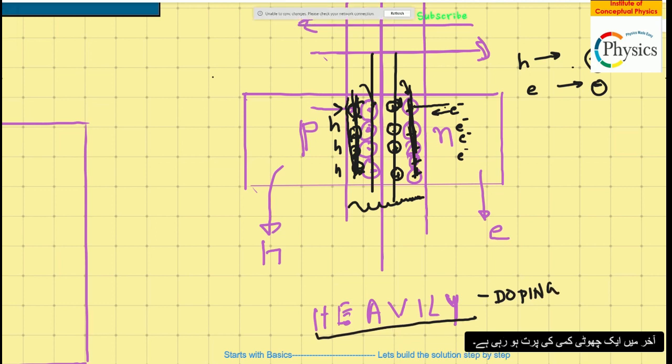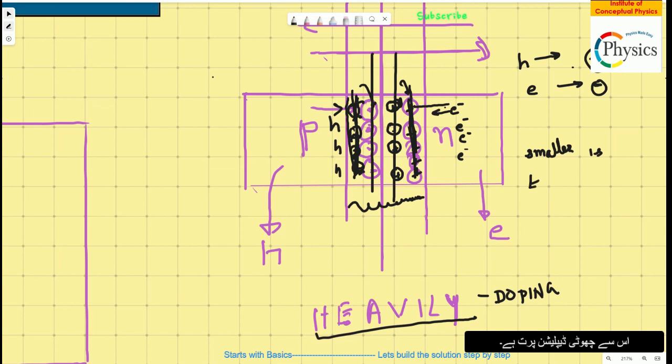So if you have a p-n junction diode being created with heavy doping, what you end up getting is a smaller depletion layer, which means the heavier the doping, the smaller the depletion layer.